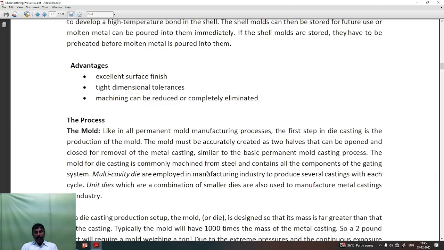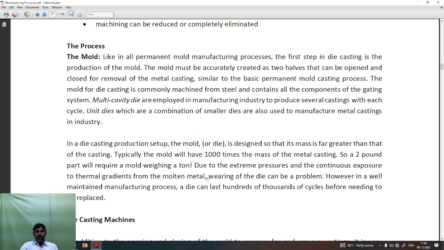Multi-cavity dies are employed in the manufacturing industry to produce several castings with each cycle. In die casting production, the mold is designed so that its mass is far greater than that of the casting. Typically, the mold will have 1,000 times the mass of the metal casting.